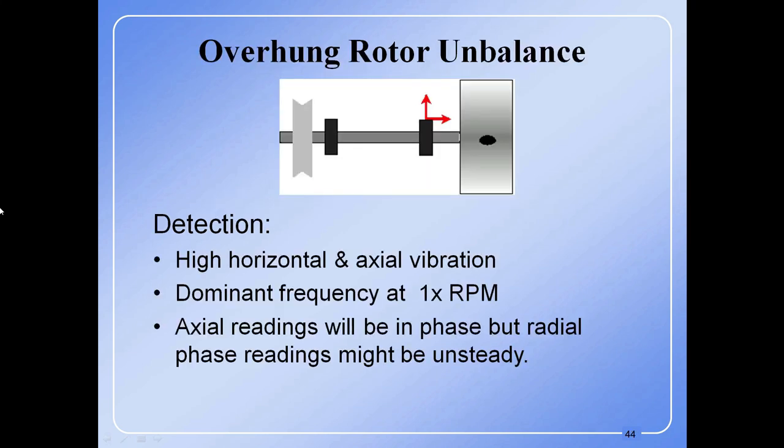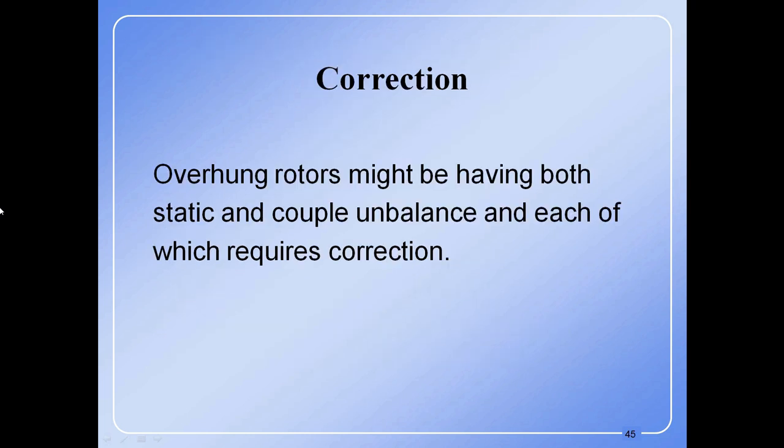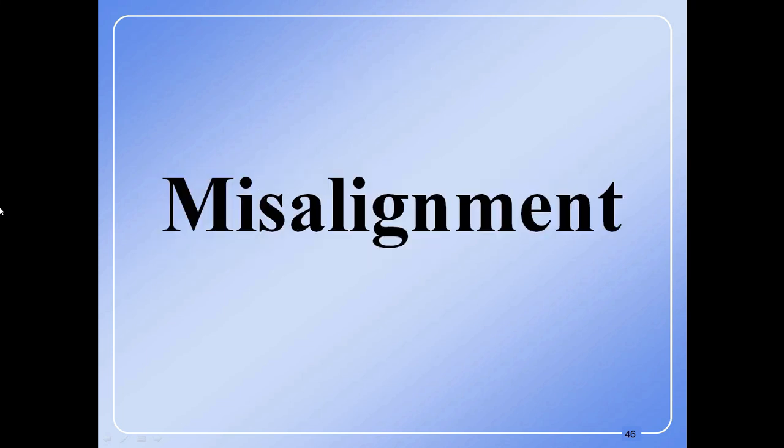Overhung rotor unbalance. Detection: high horizontal and axial vibration. Dominant frequency at 1x RPM. Axial readings will be in phase, but radial phase readings might be unsteady. Correction: overhung rotors might have both static and couple unbalance, and each of them requires correction.